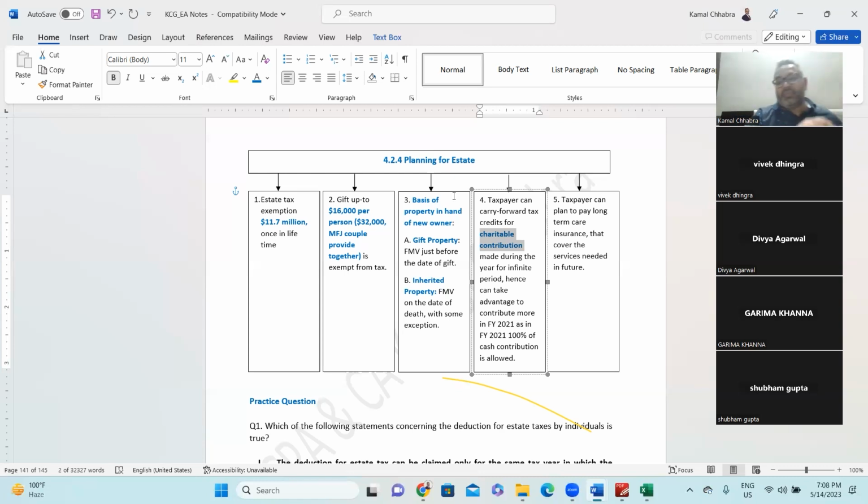Are you guys with me? Yeah, okay, sir. Garima, Vivek? More charitable contribution.